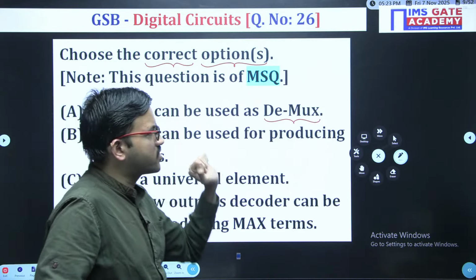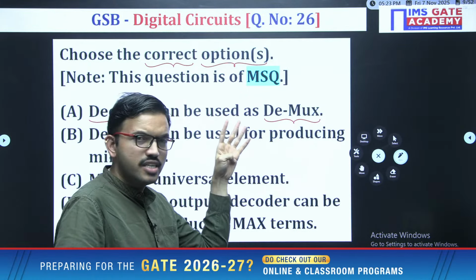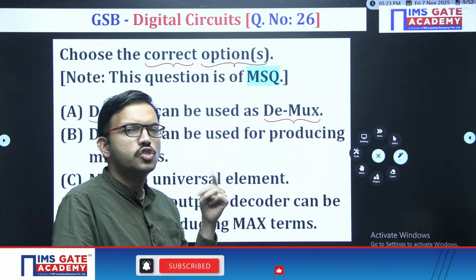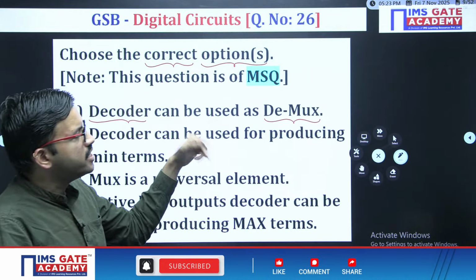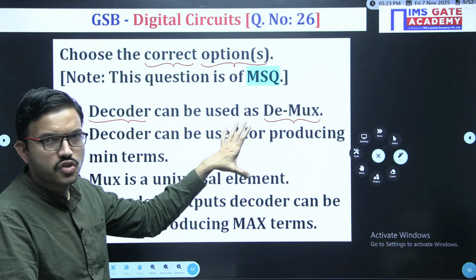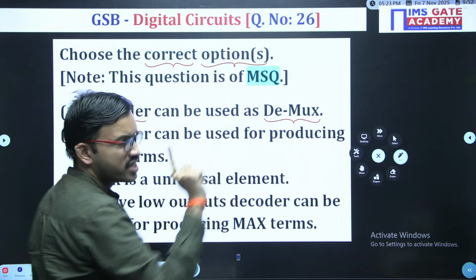Similarly regarding demux, if I consider a 1 to 4 demux, then you have internally 4 AND gates, and every AND gate requires 3 inputs, among which 2 are the selection lines and 1 input will be the serial input. And here also we require 2 NOT gates. That means whatever the internal hardware circuit is, here also it is the same.